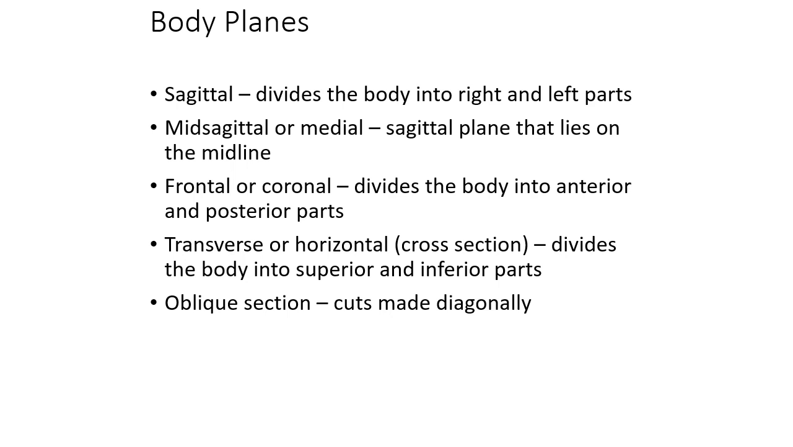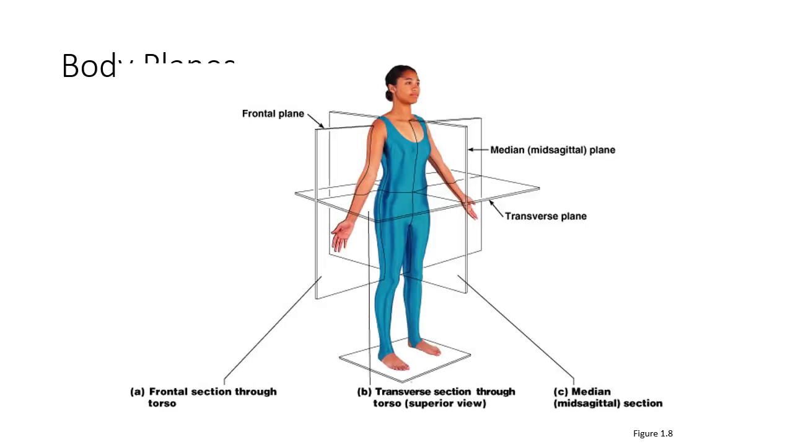We can also divide the body up based upon kind of cutting it or making slices through the body. And so this is primarily used for either making sections of a particular area or in terms of imaging. And so we have things like our sagittal view within the body. And so that sagittal plane is going to divide the body up into right and left halves. And so the sagittal here is dividing the body into a right and left half.